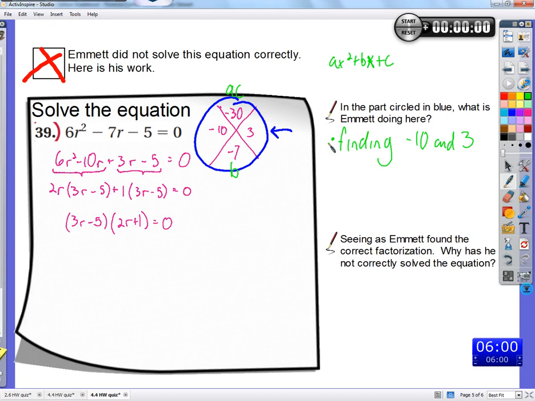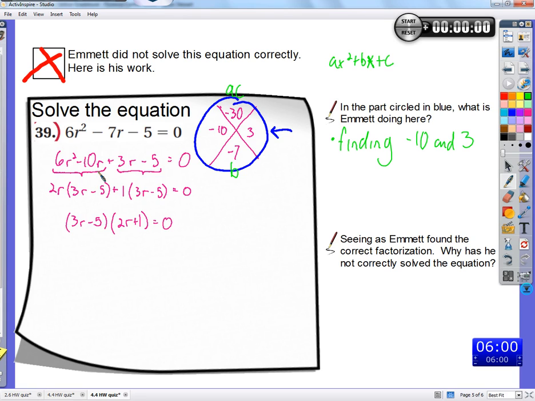And we discussed the way in which he does that. So once he's done that, he's found negative 10r and 3r, split up negative 7r into the sum of those two like terms. What comes next? How do we go from here to there? What just happened between here and there? You just look at how to get that answer.